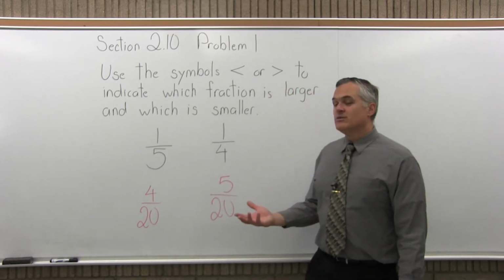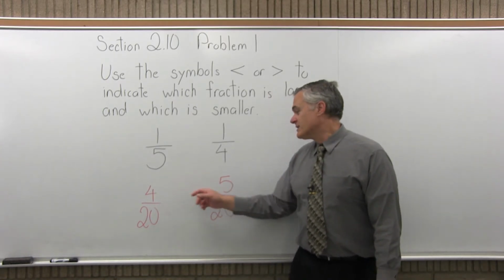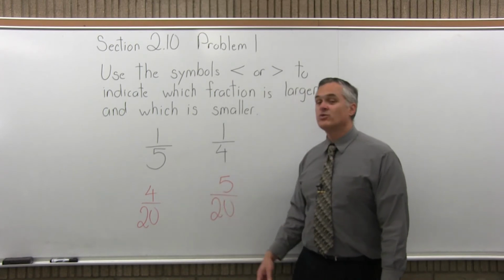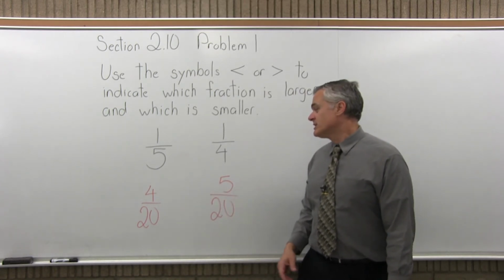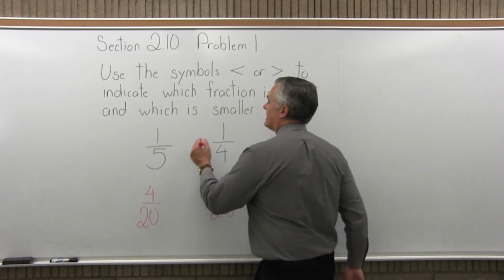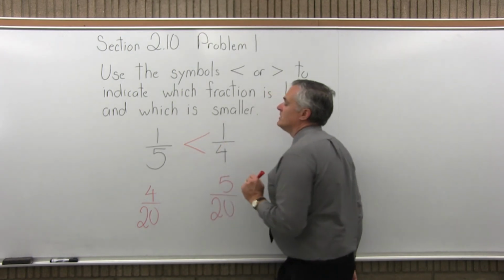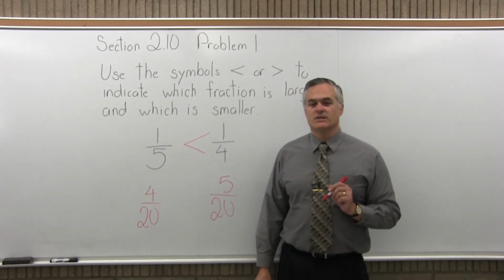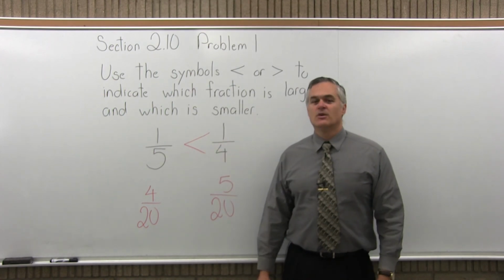So now you can see with the common denominator, what's bigger, 4/20ths or 5/20ths? Oh, clearly the 5/20ths is bigger. And that 5/20ths came from 1/4. So the inequality symbol would point this way with the larger end towards the 1/4.